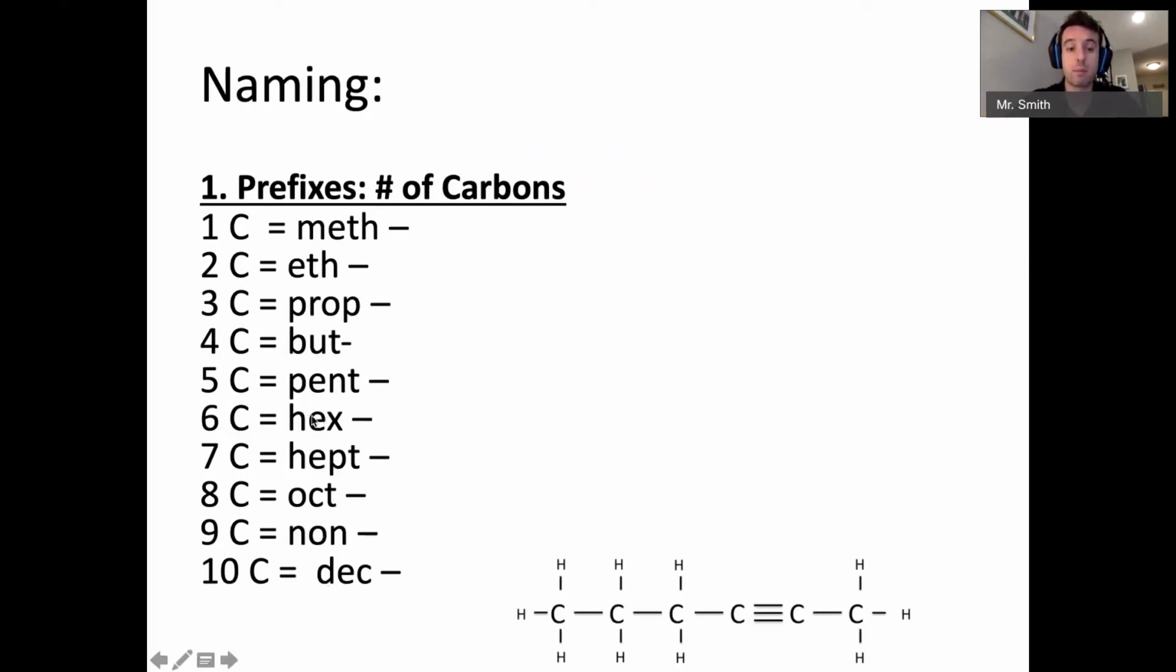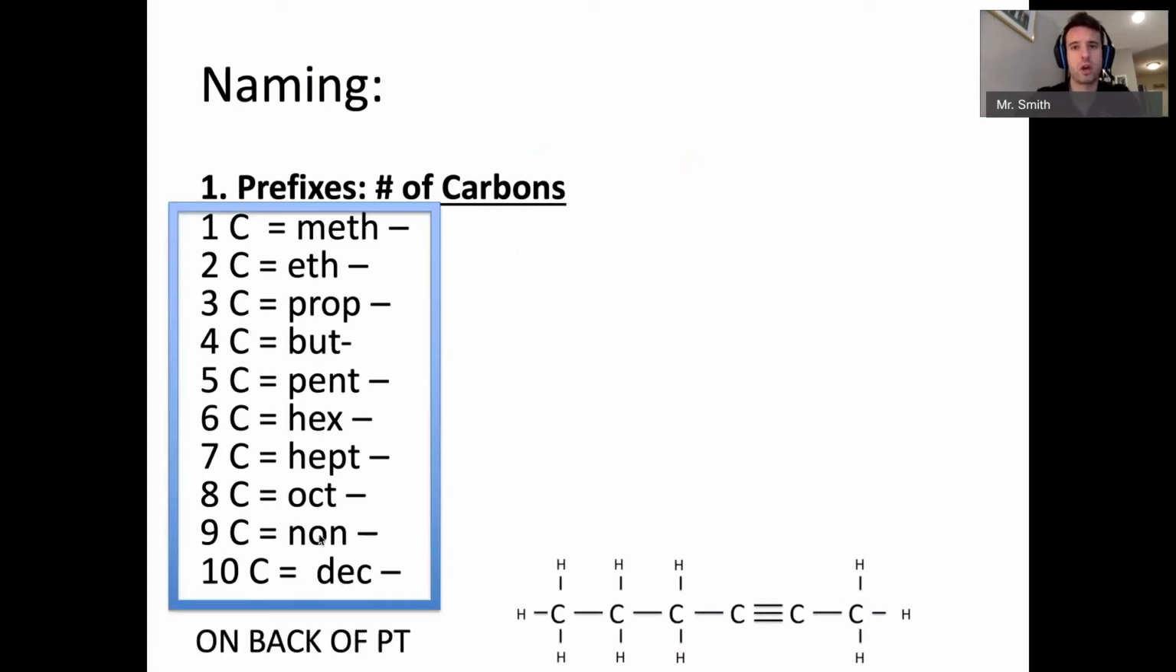Pent, hex, hept, oct, non, and dec, you've probably heard before. For example, you've probably heard of octane before. That's what's in gasoline. So, okay, prefixes, remember: meth, eth, prop, but, pent, hex, hept, oct, non, and dec. You're going to want to write those down. You're going to want to know them.